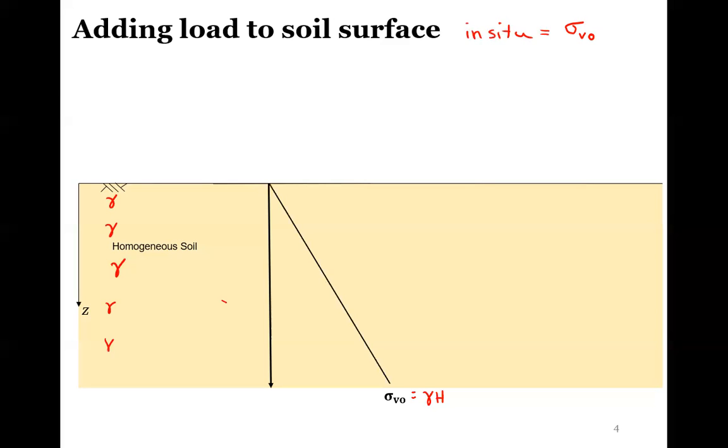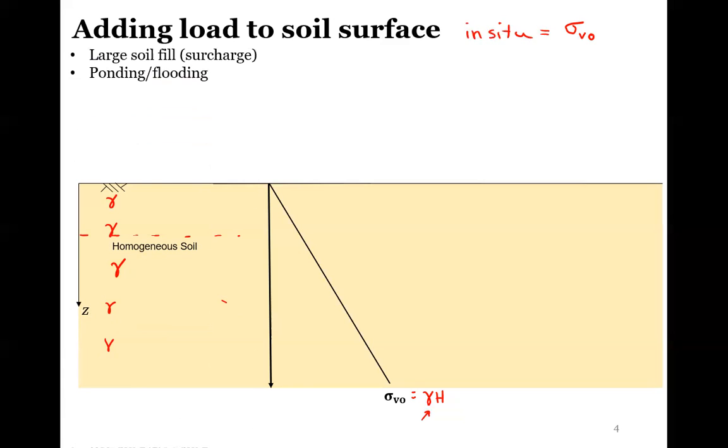So we also talked about looking at these as soil layers. And if we have different soil layers, then obviously we would have different gammas. And so this profile would have different slopes depending on what that gamma is. So it may not be a perfect straight triangle, but what it would always be is a bunch of triangles with different slopes added up.